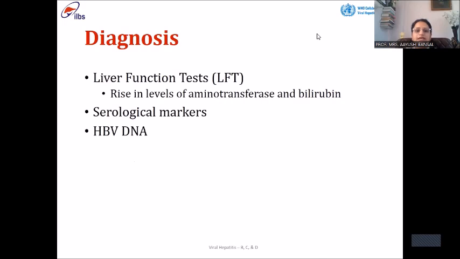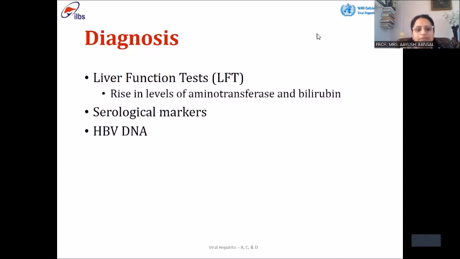Diagnosis: we can say there are three methods other than physical examination and history collection. First is liver function test, that is LFT. If we do LFT of a hepatitis B patient, we can say the AST, ALT, and bilirubin will be high.